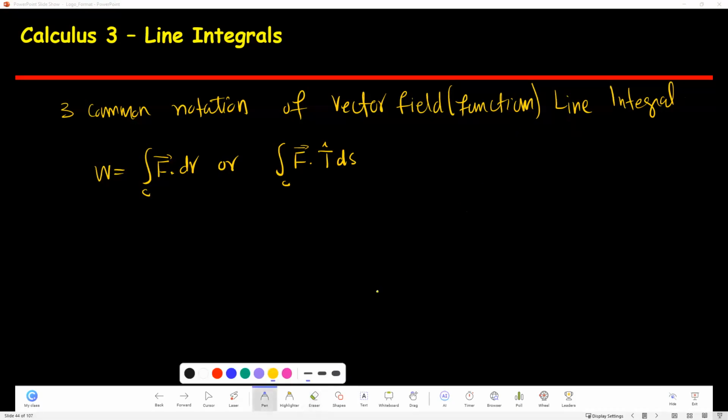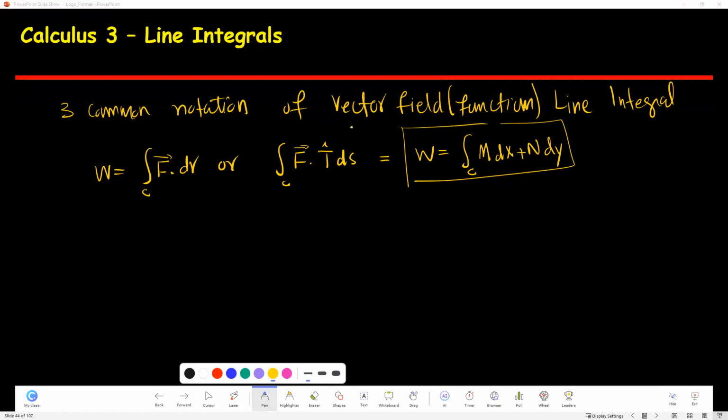The third way you write it, you can find a shortcut. The shortcut for calculating this is, you split the function into 2 because it's a partial derivative. So I'm going to be writing the third one, which equals the line integral over C of m dx plus n dy. What is that? I'm going to talk about what is m, what is n. It is nothing but basically the x component of the function and y component of the function.